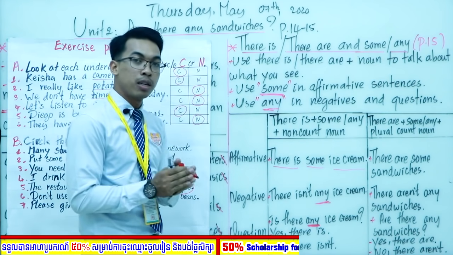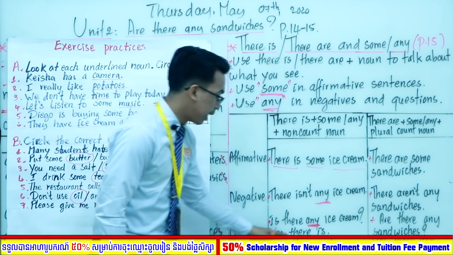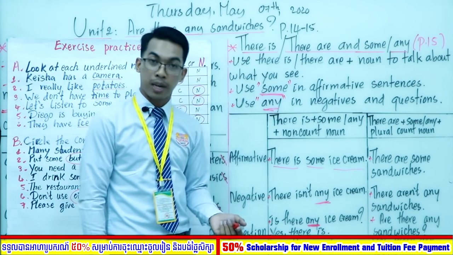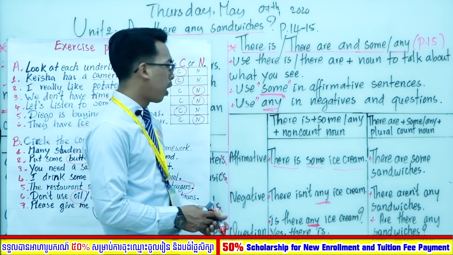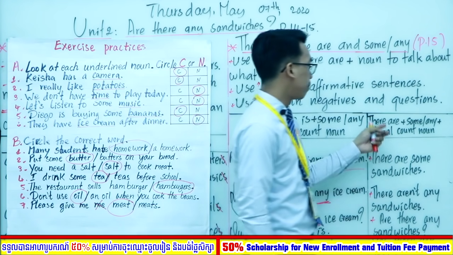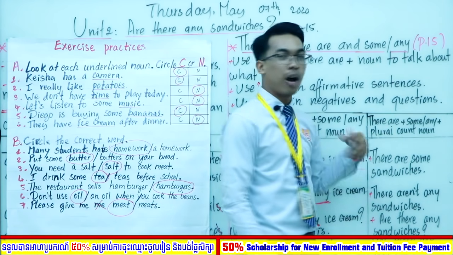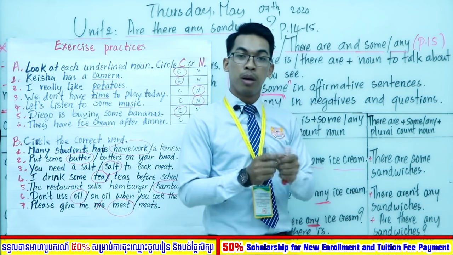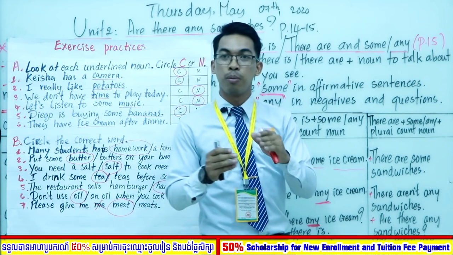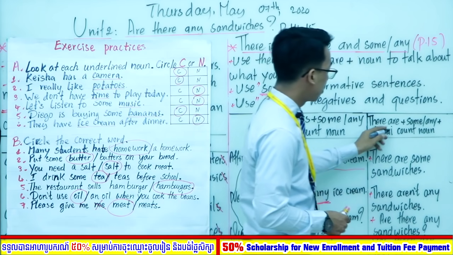And we also answer with a short answer. If you say yes, yes, there is. If you say no, no, there is not, or there isn't. We can also use short answers. Now let's move the attention to the next column, which is about there are plus some or any plus plural count noun. Remember, everyone, plural count noun. We do not use it with, like, a book. Plural is plural. You got that, everyone?